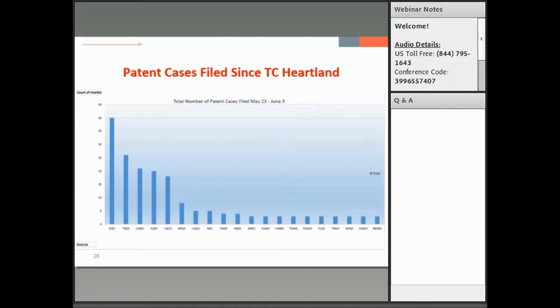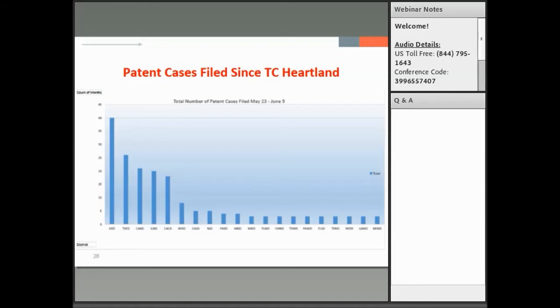This is a graph of the top 20 districts in which patent cases have been filed in the U.S. since T.C. Heartland through last Friday, June 9th. The number one observation is that Delaware is clearly surging to the top, and there were another 14 cases filed in Delaware yesterday. Number two is that Texas is still alive. It's the second most popular venue.